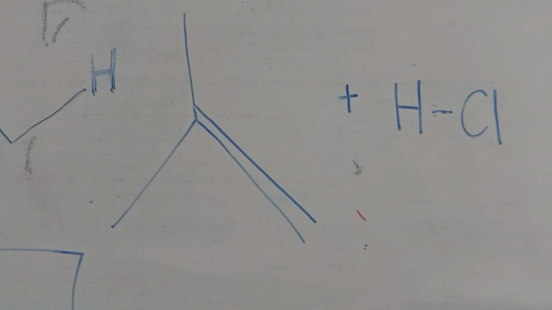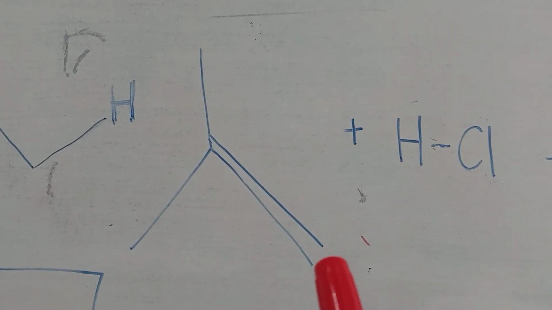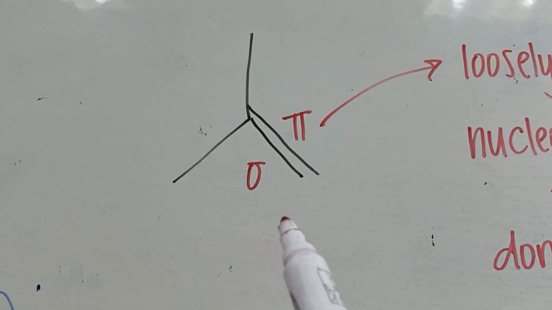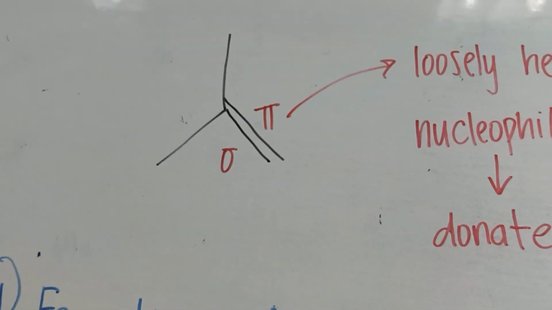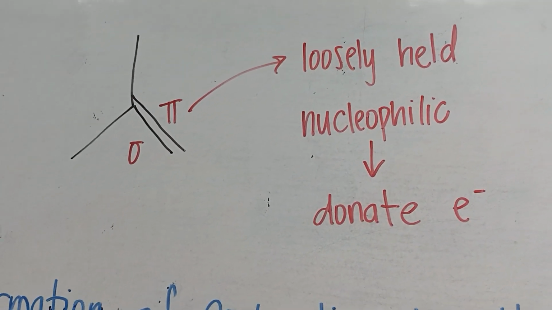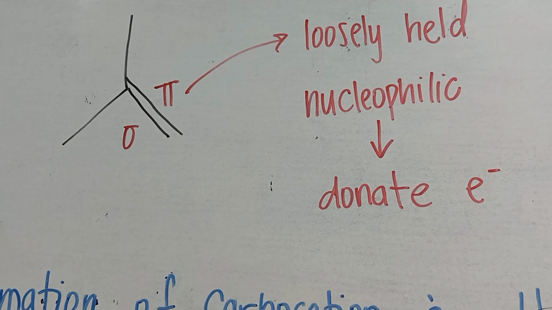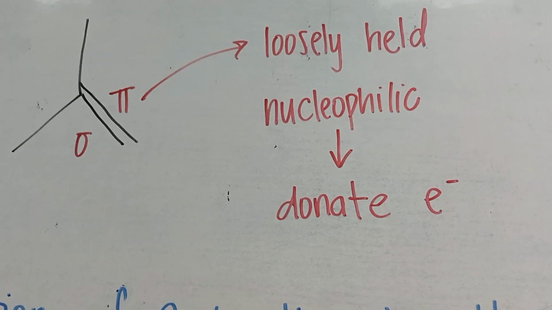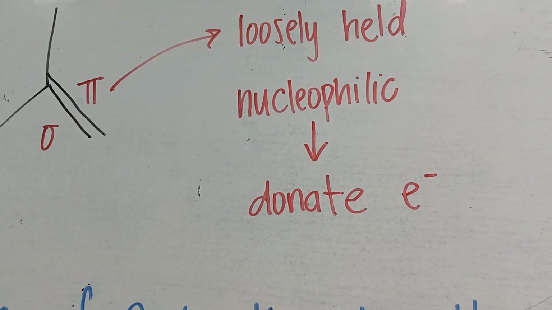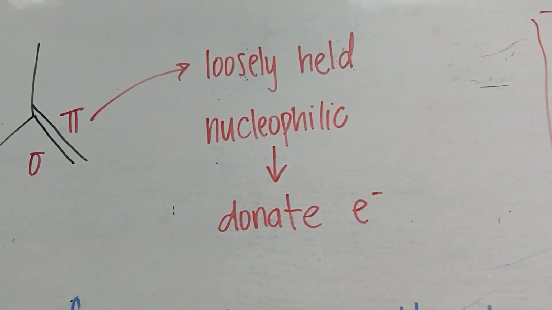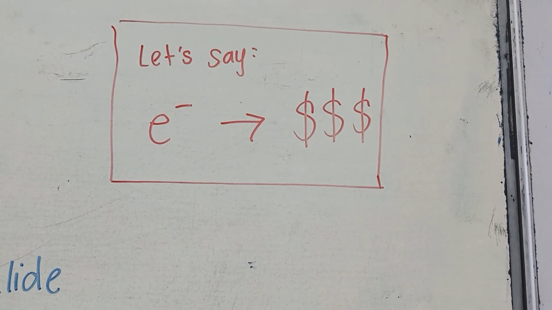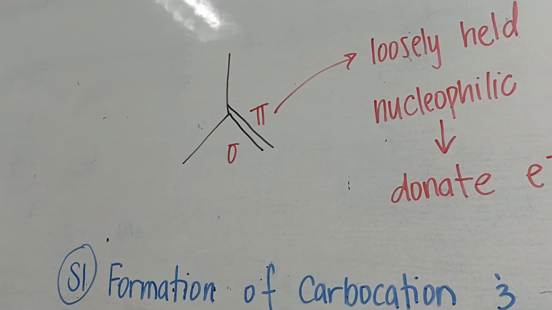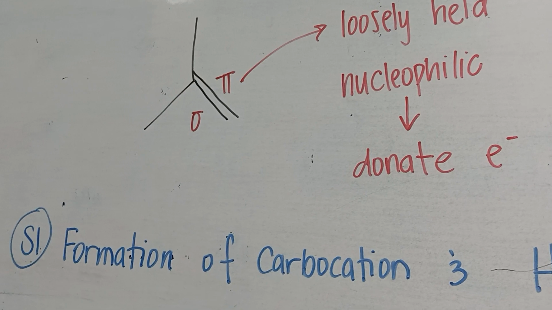Looking at 2-methyl-2-propene, it consists of a double bond, and a double bond consists of a pi bond and a sigma bond. The pi bond is more loosely held than the sigma bond, so it is a nucleophilic site. Nucleophilic atoms have a lot of electrons, and they have a tendency to donate electrons. So let's say electrons are like money in the chemistry world. So we can say that this pi bond is very rich, and it has a good heart. It wants to donate to the poor.